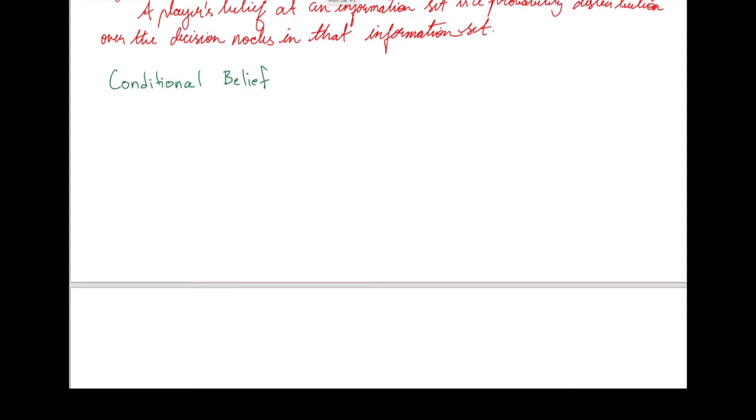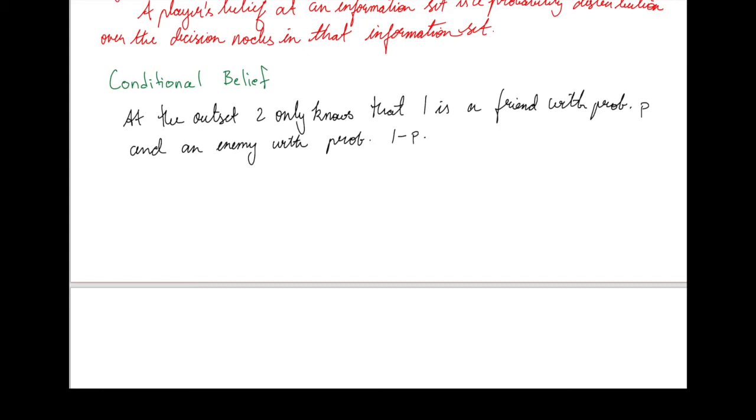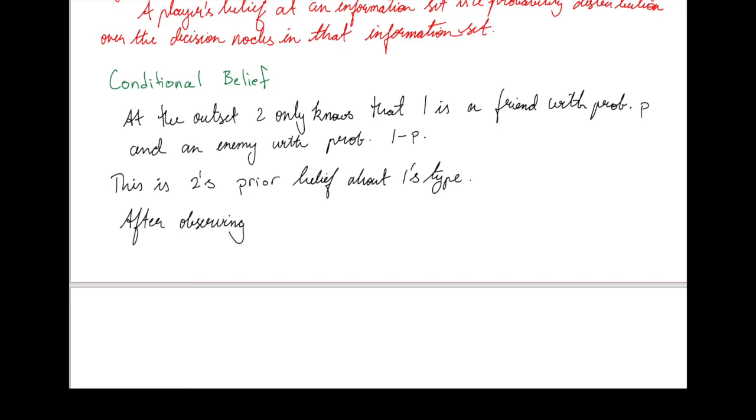What does player 2 know at the outset? Player 2 knows only that player 1 is a friend with probability p and an enemy with probability 1 minus p. This is what we call 2's prior belief about 1's type. We use the word prior here because it's prior to observing any of 1's actions. After all, player 2 will observe player 1's actions and infer information about player 1's type. After observing 1's actions, 2 can infer something about 1's type.